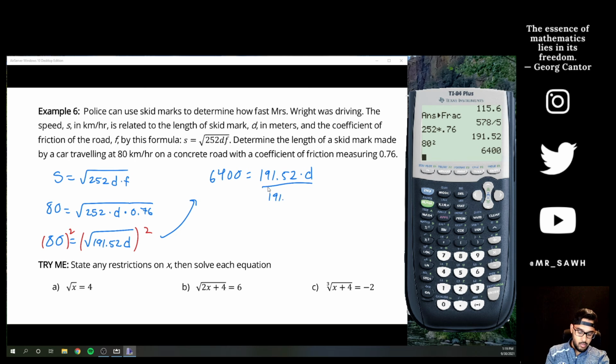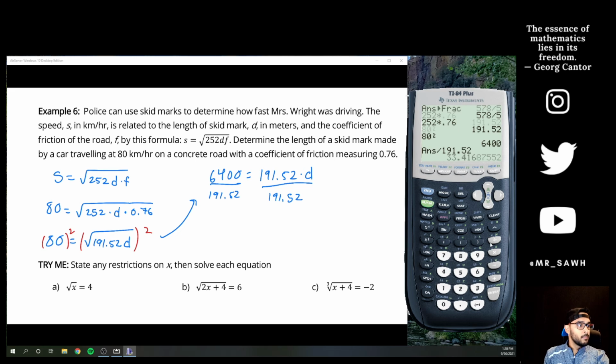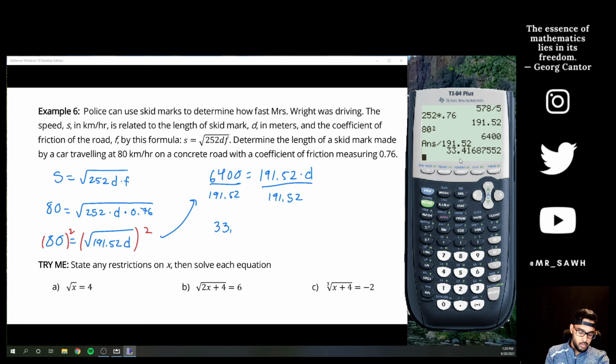Divide both sides now by your 191.52, and we will end up with 6,400 over 191.52. It doesn't say nearest tenth or anything, that's okay. So we'll go nearest tenth, we'll round it off. So 33.4 meters is the length of the tire skid mark when you hit the brakes. There we are. Okay, so you can solve this the same way.